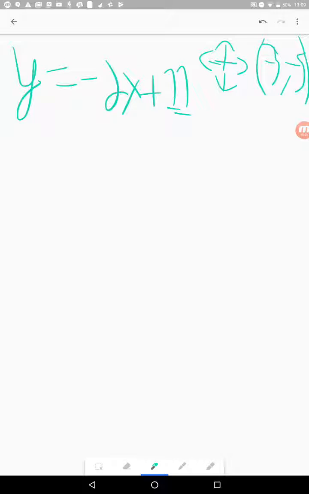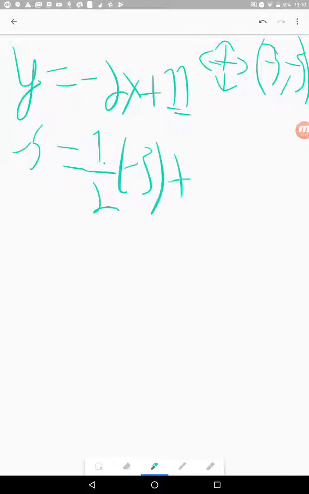So, again, -5 is our y equals. Remember, the opposite multiplicative inverse of -2 is 1/2, so 1/2, our x is -3, and we have to find our b. Okay guys, so all you do is multiply 1/2 times -3, that'll give you -1 1/2, or if you want to, you can write it as negative 3 halves, plus your b.